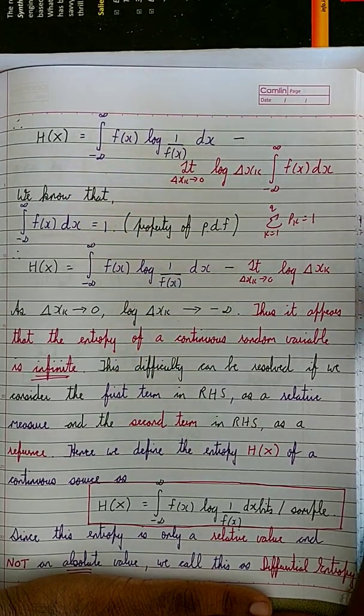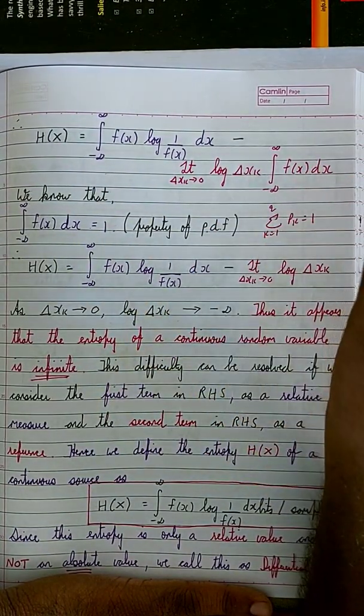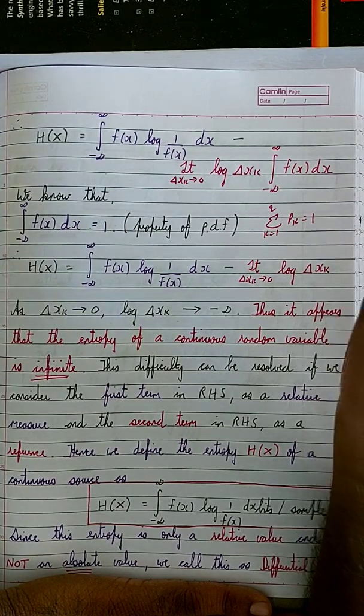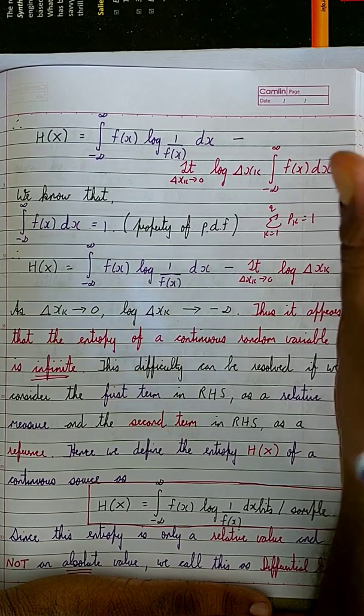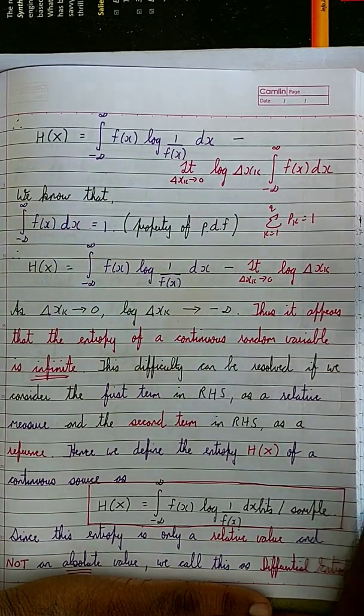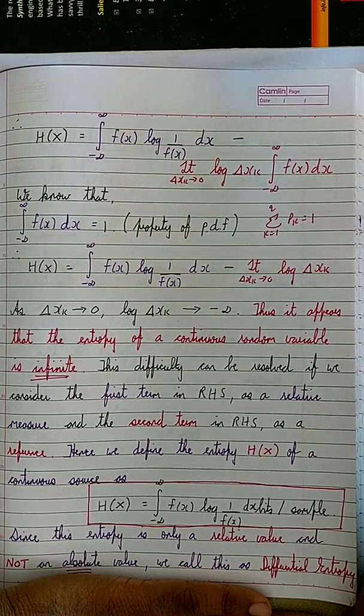Either one message will be transmitted or two messages will be transmitted, like that. But here it is not like that. Here the number of data or the amount of sample points between any two intervals, between any range of x, is infinite. So therefore the entropy will naturally also become infinite, right?